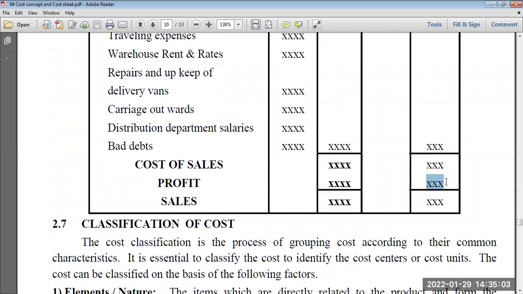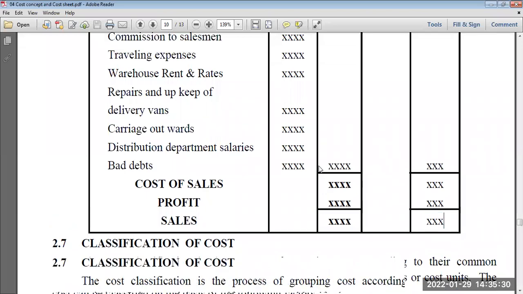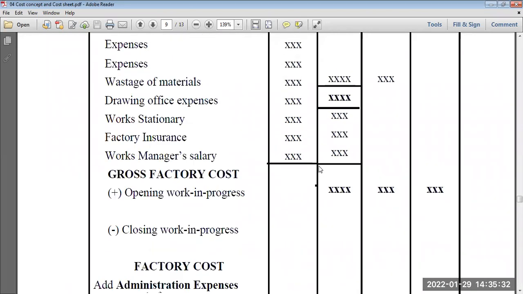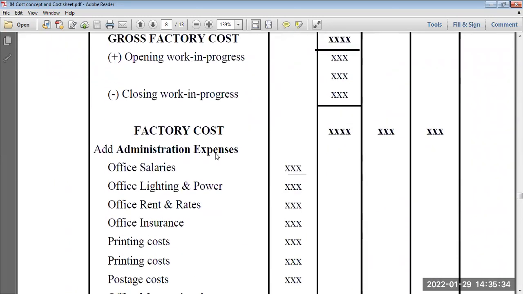Otherwise, it's a seller market. You are the leader in the market. You dictate to the market. That time you can fix a reasonable profit out of your experience and the market condition. Then you add this profit to the cost of sales and fix the selling price. Otherwise, the other way around: the selling price is known in the market. From that, you minus the cost of sales per unit. The remaining is your profit per unit. So this is called cost sheet. Cost sheet. Any doubt in this?